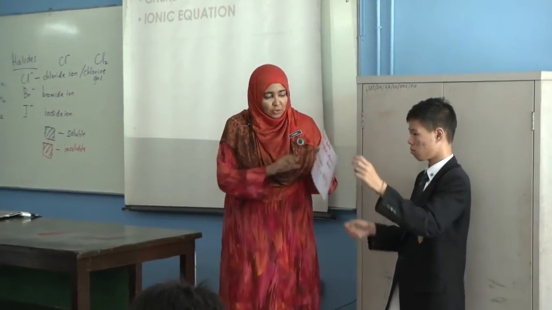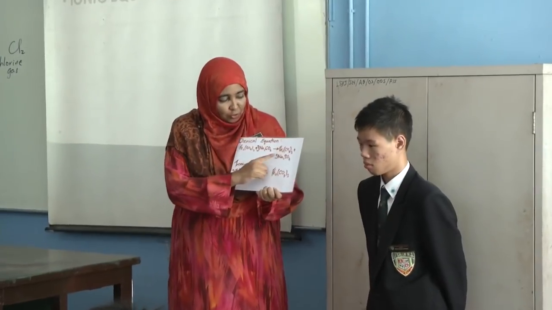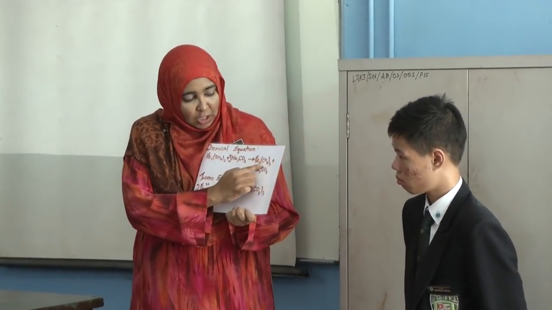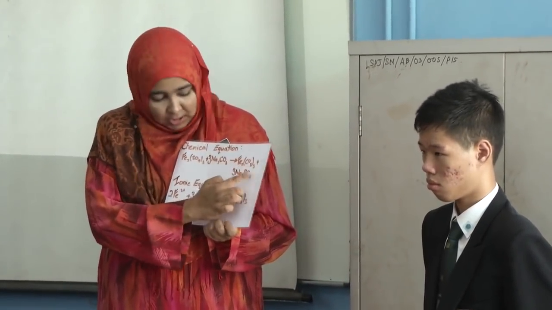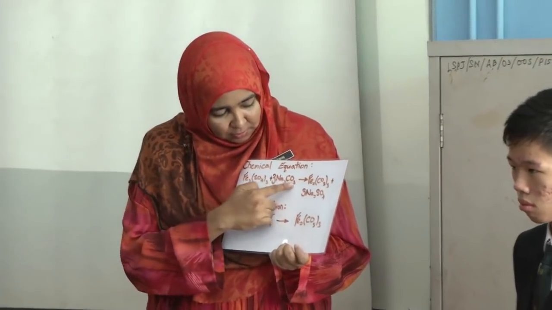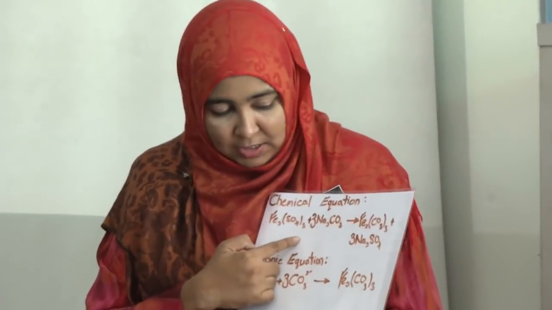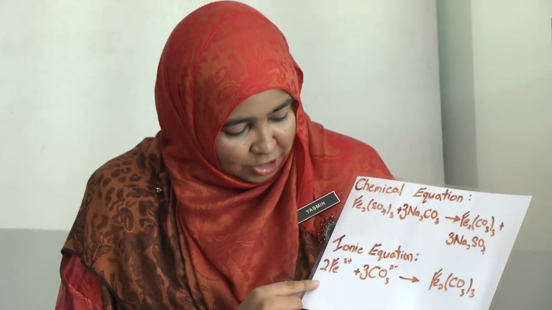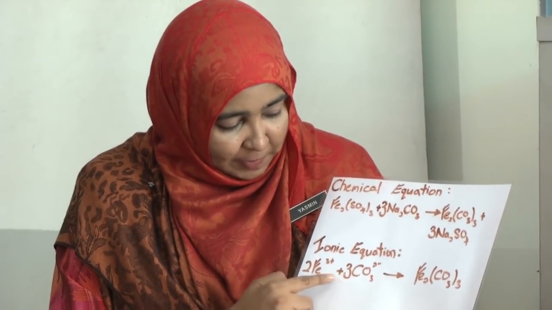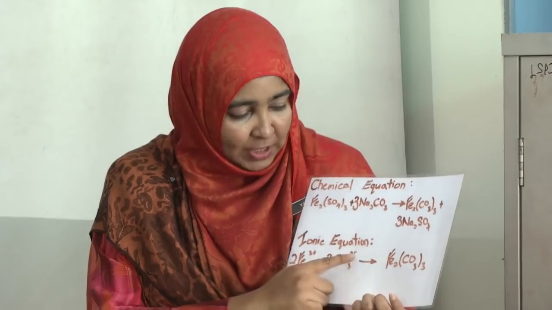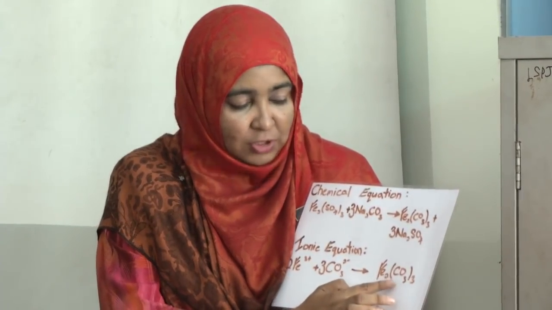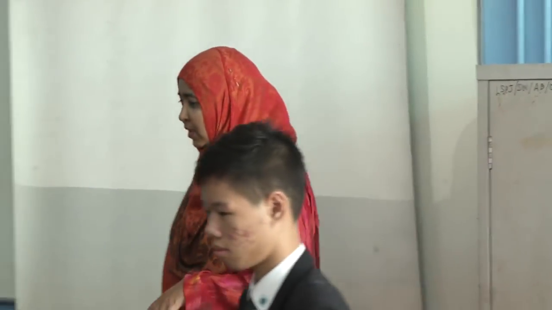Okay, because here you have Fe2, here also you have Fe2. How many CO3? 3. So here? 3. Yes, also 3. Yeah, because the balancing is here. Okay, so his ionic equation is also correct. 2Fe3+ plus 3CO3 2- arrow Fe2(CO3)3. Okay, thank you, group 2. Okay, group 3, come.